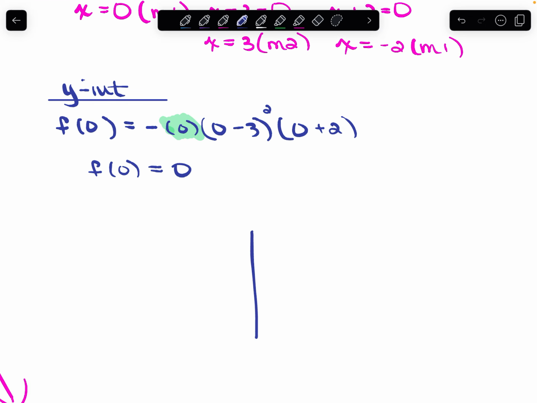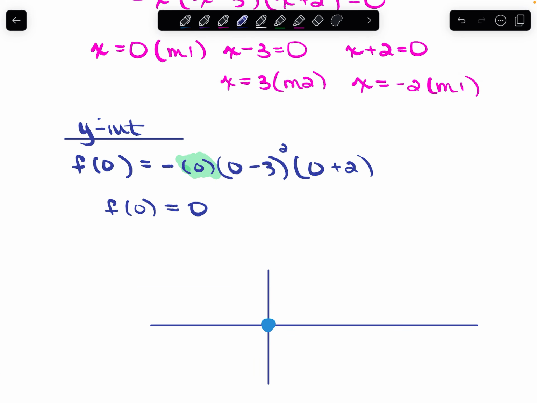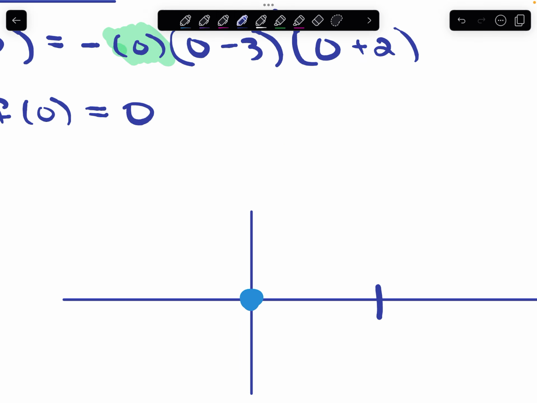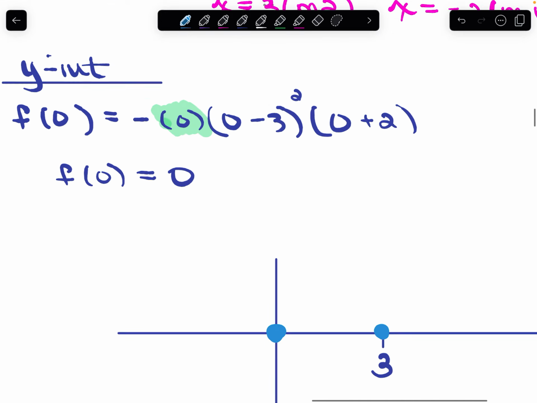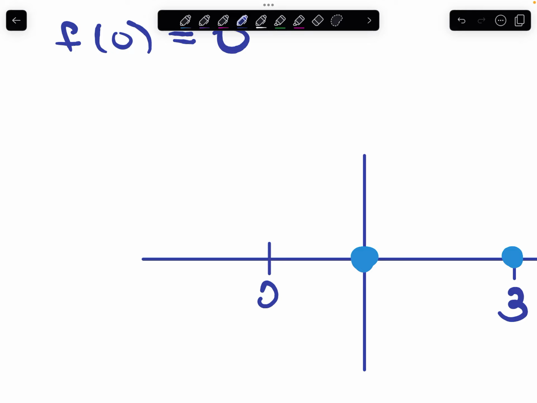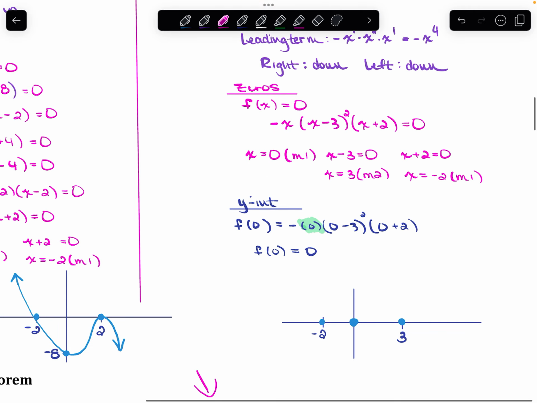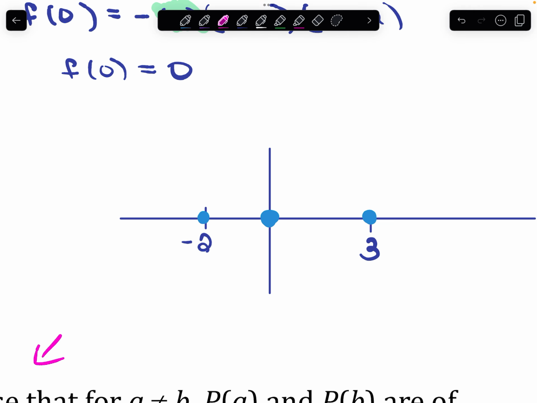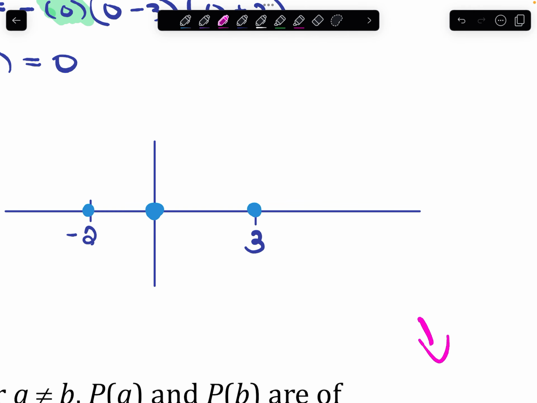Our graph, I need an x and y axis. All right, so y-intercept is 0, so 0, 0, right at the origin. We don't label that, so I'm just going to go ahead and put my closed circle. I need to hit 3, so I'm going to call this 3. And I need to hit negative 2. It's going to be on the left side. We'll go here. All right, my end behaviors were both down, so just kind of outside the graph, so I'll make sure I go the correct direction.